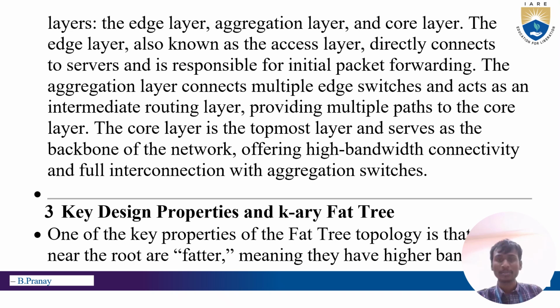The topology is divided into three main layers: edge layer, aggregation layer, and core layer. The edge layer is also known as the access layer. It directly connects to the servers and is responsible for initial packet forwarding. The aggregation layer connects multiple edge switches and acts as an intermediate routing layer, providing multiple paths to the core layer. The core layer is the topmost layer that serves as the backbone of the network, offering high bandwidth connectivity and full interconnection with aggregation switches.